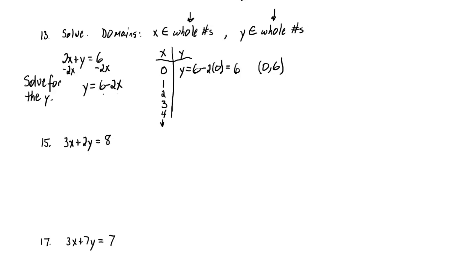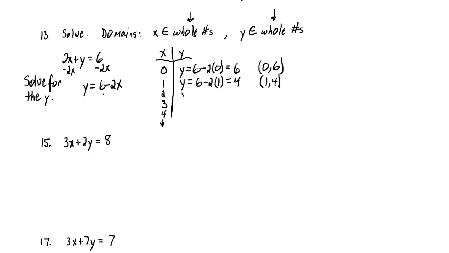That's one of the answers. There could be more. So what if x is 1? So to find the value of y, we're going to go 6 take away 2 times x. But what if x is 1? What is 6 take away 2 times 1? That makes 4. And that's a whole number. And so another solution is 1, 4. So do you see what's going on? We're going to keep going like this until we get a number for y that isn't a whole number.